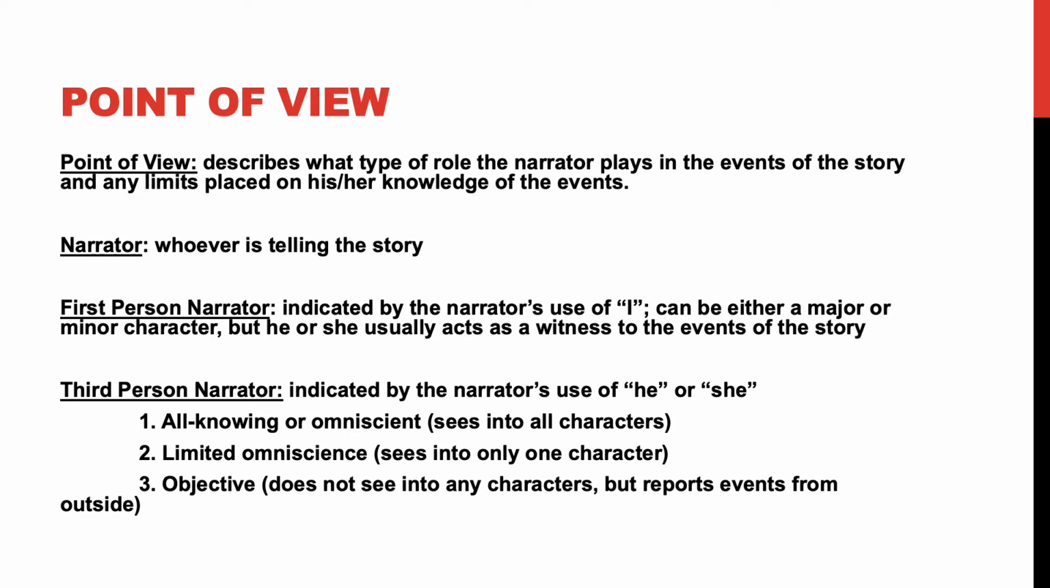In fact, we do have a first-person narrator, which is indicated by the narrator's use of I, which can either be a major or minor character, but they usually act as a witness to the events of the story. A third-person narrator is usually indicated by the narrator's use of pronouns like he or she. And there can be different kinds of third-person narrators, where we have an all-knowing or omniscient narrator who sees into all the characters' thinking and knows everything that's going on at all times. We can also have a limited omniscience, where we see only into maybe one character, or we have an objective narrator who does not see into any characters' thinking, but just reports on events from the outside.